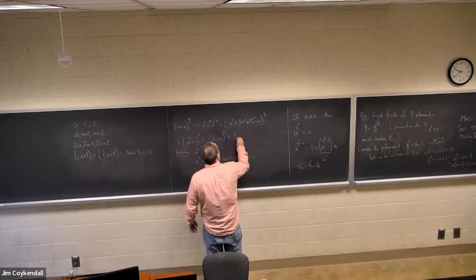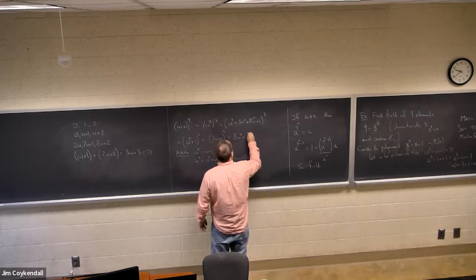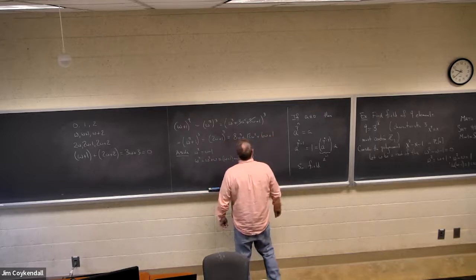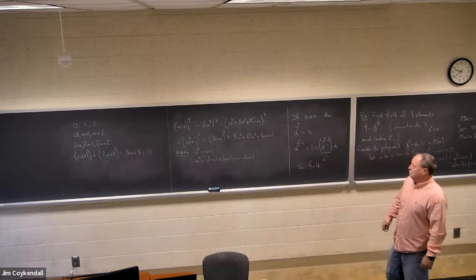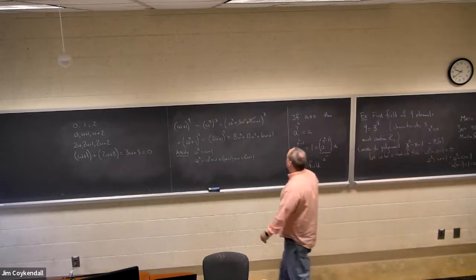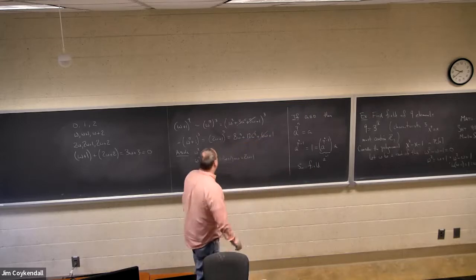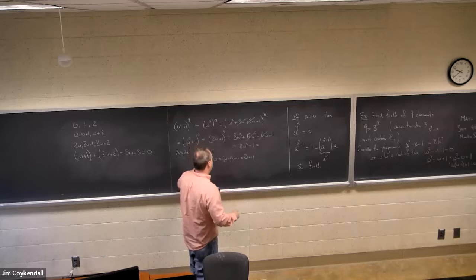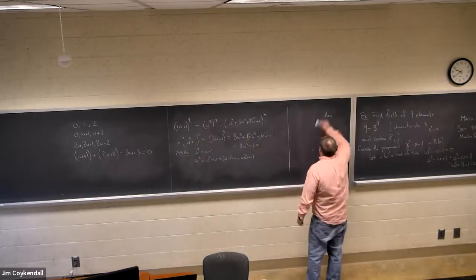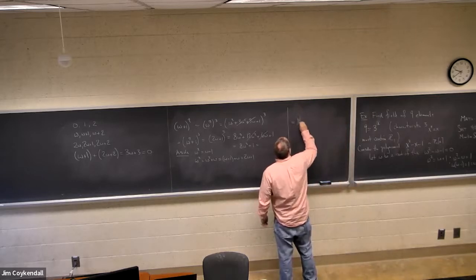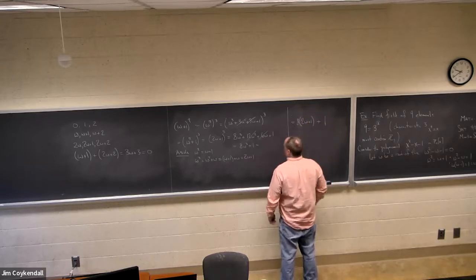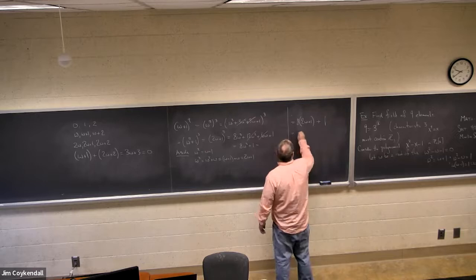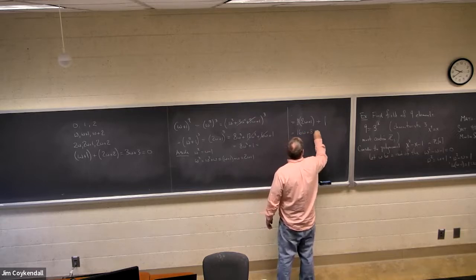When I cube this, this is 8 omega cubed plus 12 omega squared plus 6 omega plus 1. Now notice again, the 12 and the 6 are gone because they're multiples of 3. So this is 8 omega cubed plus 1. But I know what omega cubed is. It's 2 omega plus 1. So this is 8 times 2 omega plus 1, because omega cubed is 2 omega plus 1. So this is 16 omega plus 8 plus 1.